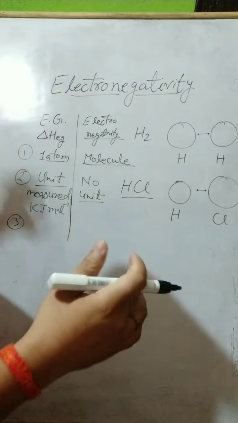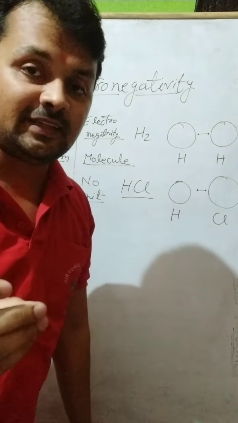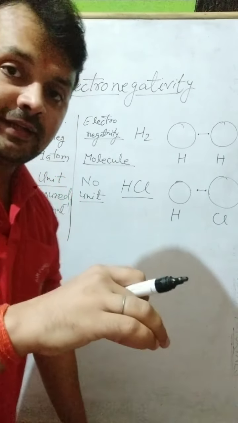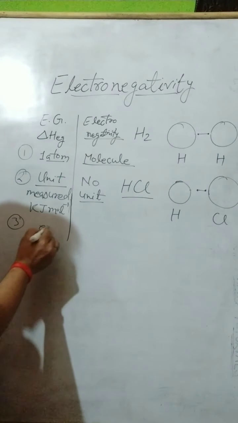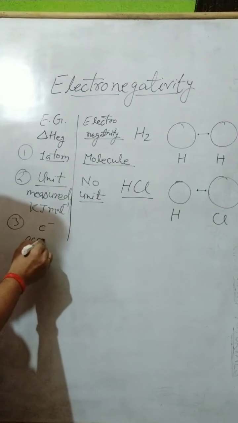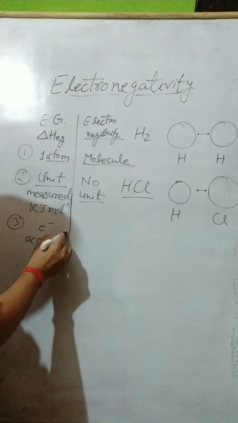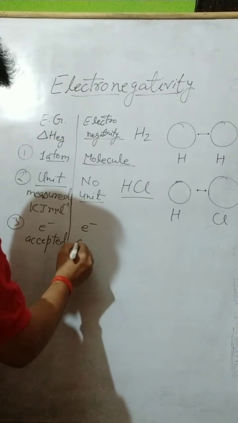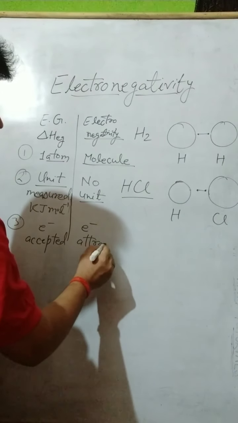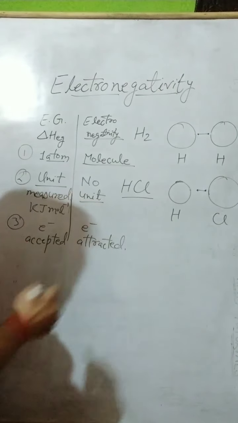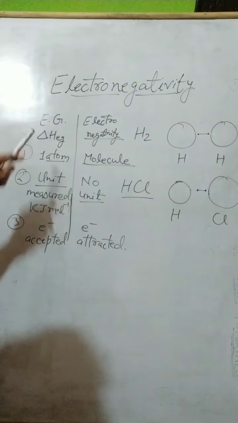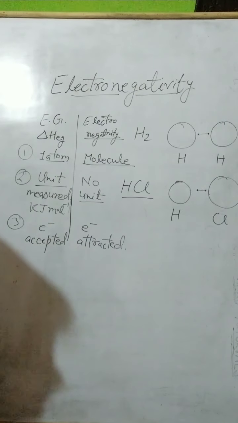In electron gain enthalpy, we have seen that an electron was put in the atom. So the electron was accepted by an atom, whereas here the electron is attracted. So these are the basic differences between electron gain enthalpy and electronegativity.